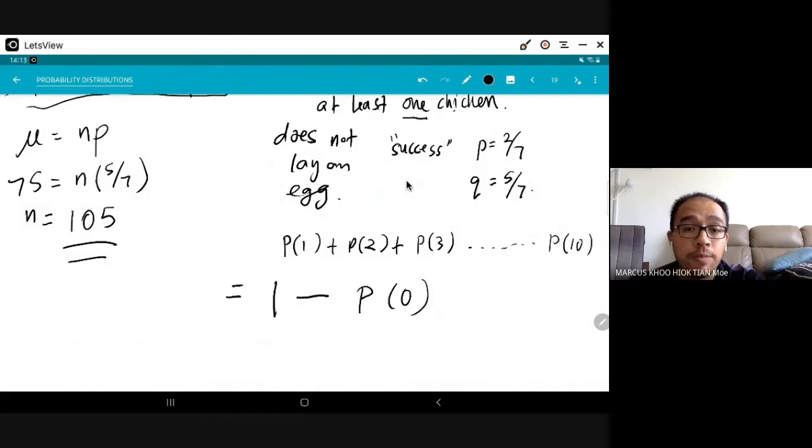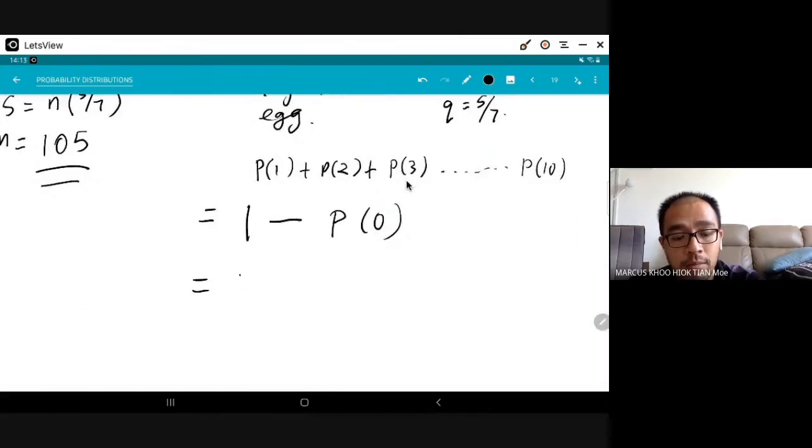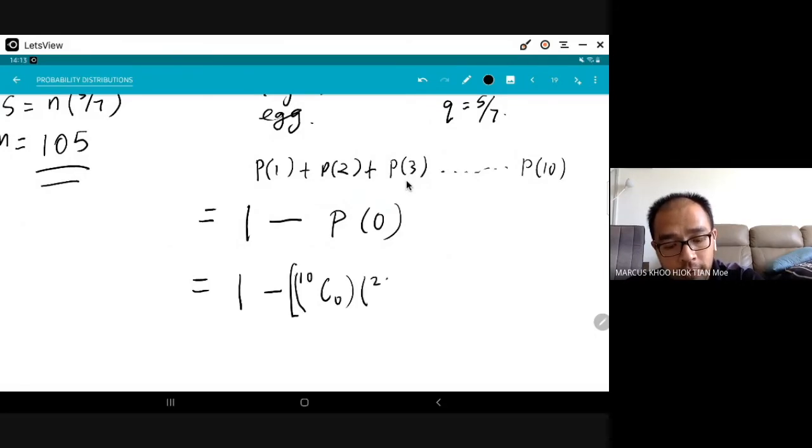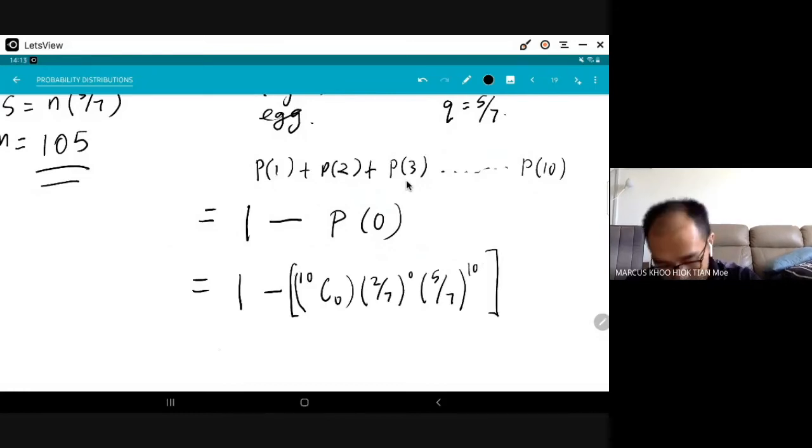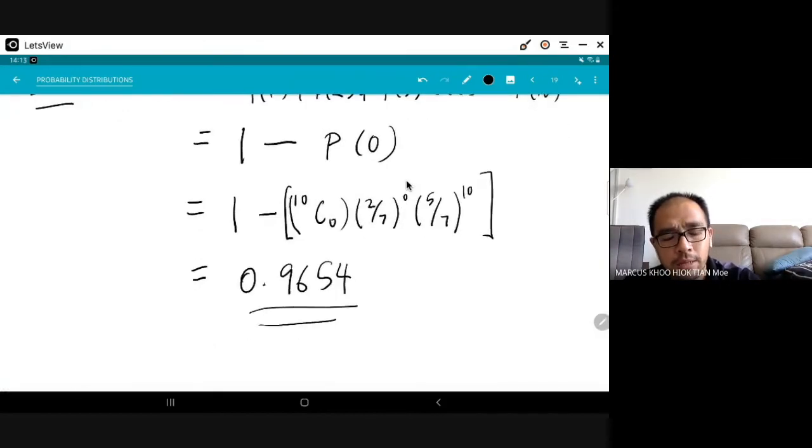Okay, 1 minus P0. And this is so much simpler. Okay, 1 minus, n is 10, right? 10C0, 2 over 7 to the power of 0, 5 over 7 to the power of 10. Okay, and then you will get the answer 0.9654. You can actually give 3 decimal places if you want. Okay, but 4 also can.